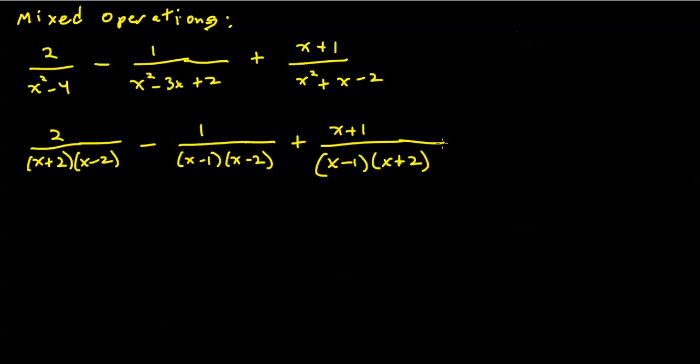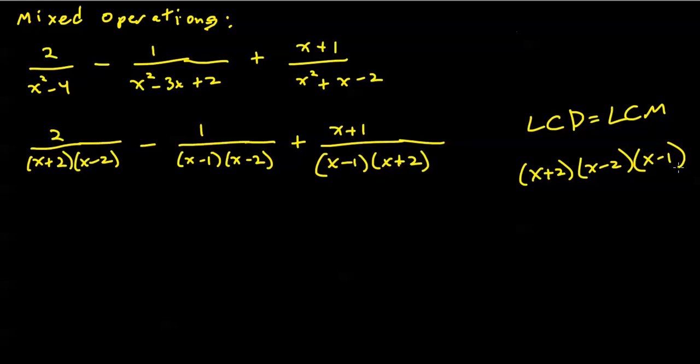So I've completely factored each denominator. My next step will be to identify the LCD or the LCM, the least quantity which contains all factors of all denominators here. Well, let's see. I think I can spot this pretty easily once I see the prime factors. I claim my LCD is going to be x plus 2 times x minus 2 times x minus 1.